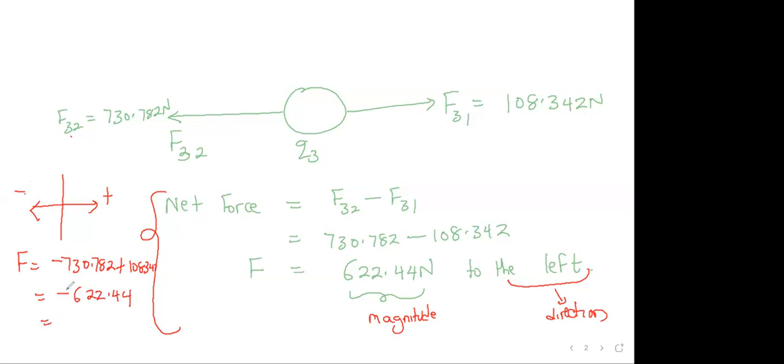However, when you are writing a force, the use of this negative is to show you the direction. So I'm going to drop this negative and I write 622.44. Then I write to the left. The meaning of this negative shows you that your force was pointing in a negative direction. Are we together? Yes, sir. Okay.